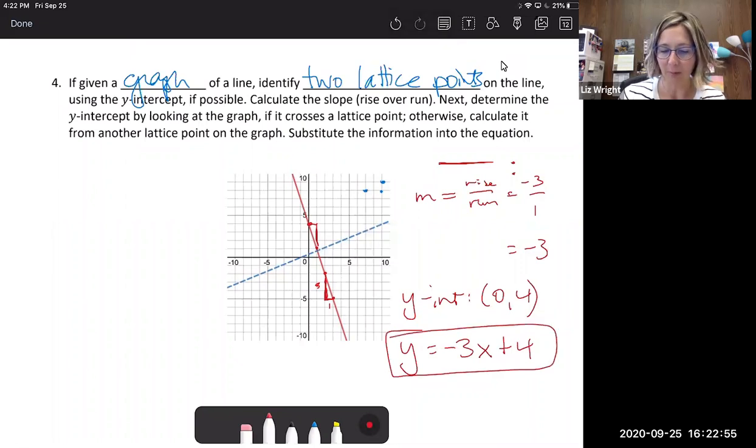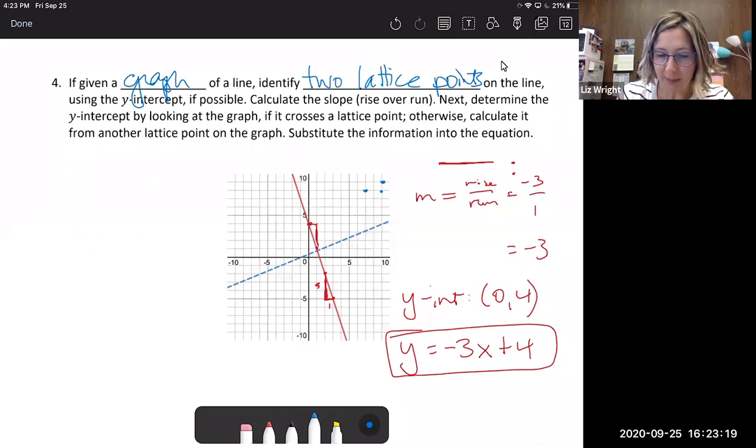So now let's do the blue line. I'm going to do this over here on the left-hand side. Right now I can tell that our y-intercept does not cross at a good lattice point on our graph, because it's somewhere around 1/3, 1/2, but I can't tell exactly where. So now I have to identify two other lattice points in order to figure out my y-intercept.